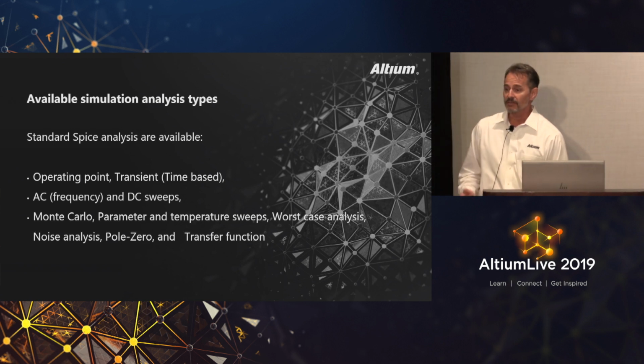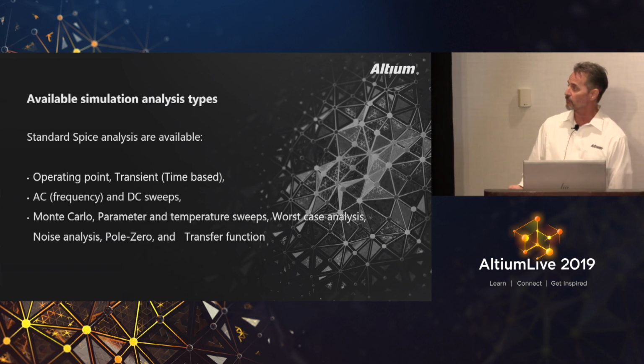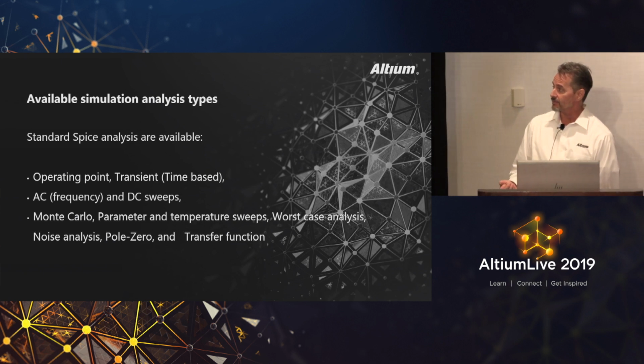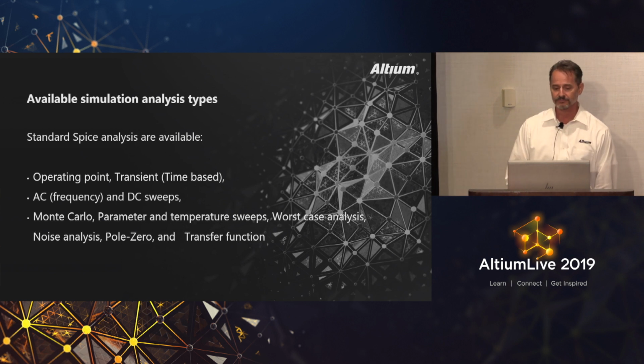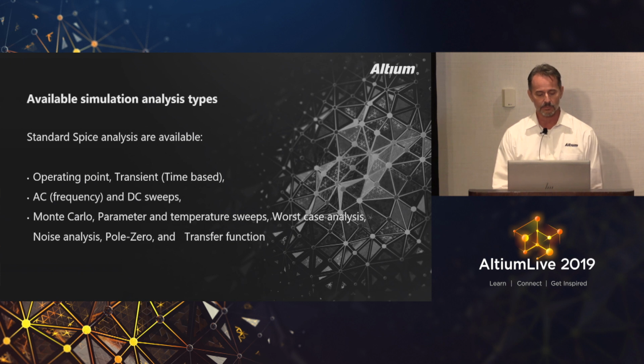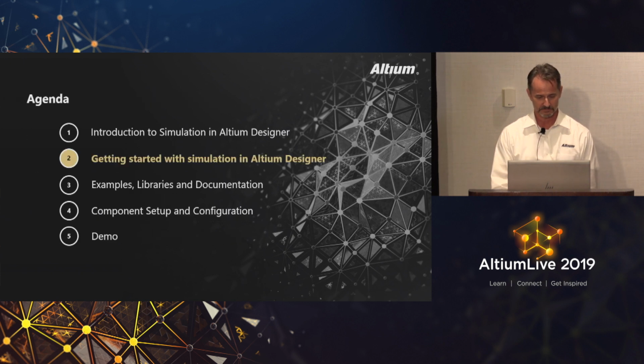The available simulation types are the standard SPICE 3 analyses. You have your operating point, AC analysis and DC sweeps, Monte Carlo, temperature sweeps, worst case analysis, noise, pole zero, and transfer function. So your standard analysis types within the tool.